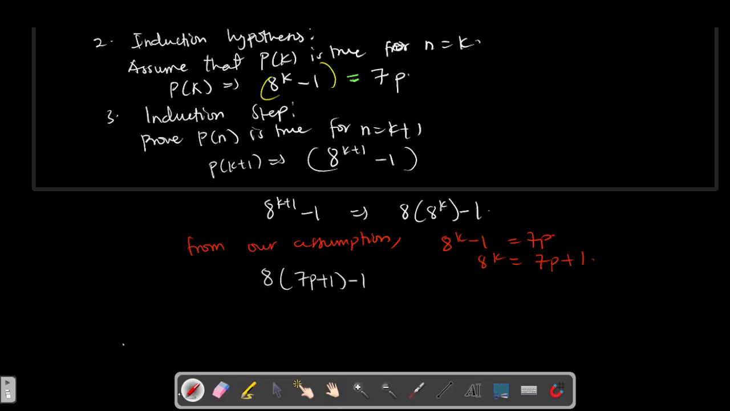I'll have 8 multiplied by 7p, which is 56p, and 8 times 1 is 8, then minus 1. This gives me 56p plus 7. Is this expression divisible by 7? Yes, it's divisible by 7, because 7 goes into 56, 8 times, and 7 goes into itself, once. So when you add, you're surely going to get that.